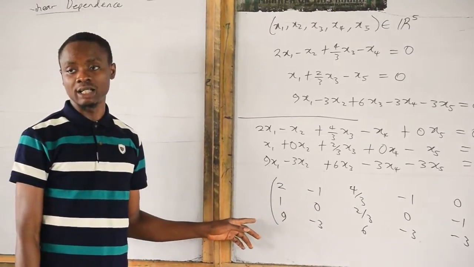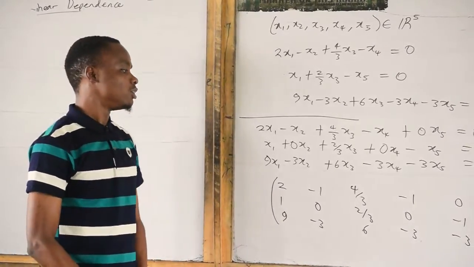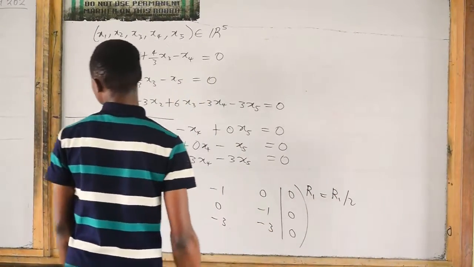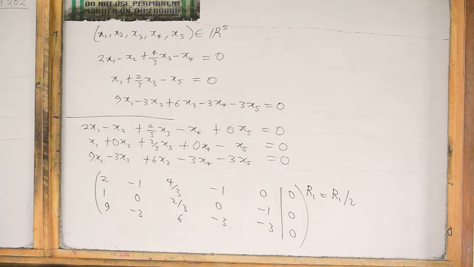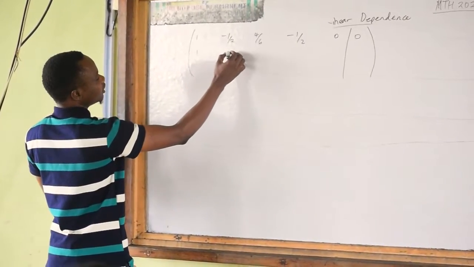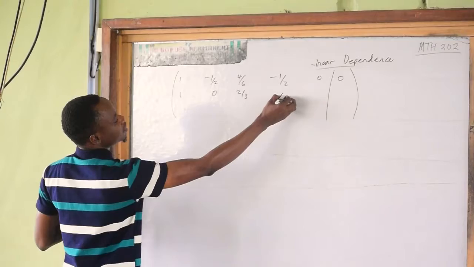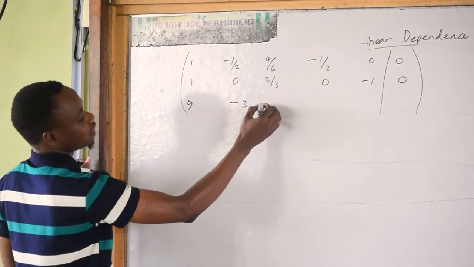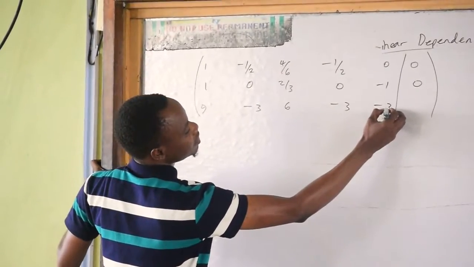Alright, so what's the first non-zero element here? 2. We're going to make it 1. How do we do that? Divide all by 2. That means we're going to say that R1 is equal to R1 over 2. When you do that, this will have 1, minus 1 over 2, 4 over 6, minus 1 over 2, 0 and 0. Then this one is going to be 1, 0, 2 over 3, 0, minus 1, 0. So 9, minus 3, 6, minus 3, minus 3, 0.